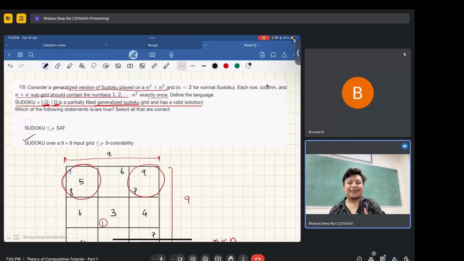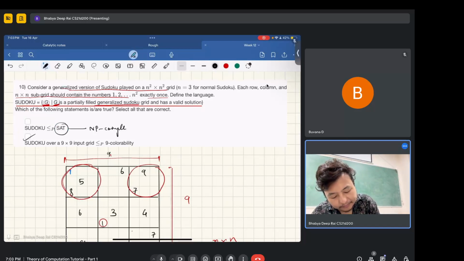Now Sudoku reduces to SAT. Well, we already know that SAT is NP complete, and Sudoku is in NP. SAT is NP complete and Sudoku is in NP. Why is Sudoku in NP? What is the certificate?